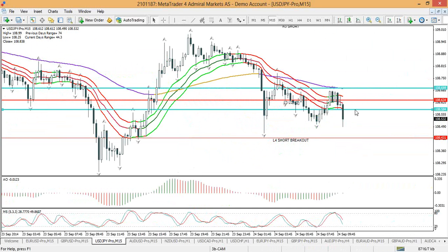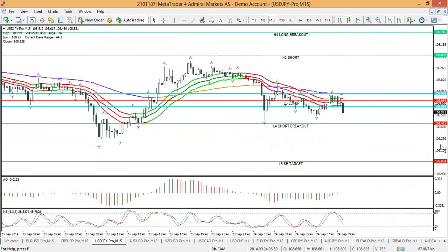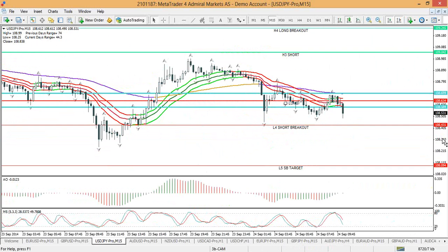Well, anyhow, target would be L5 at 108.09.